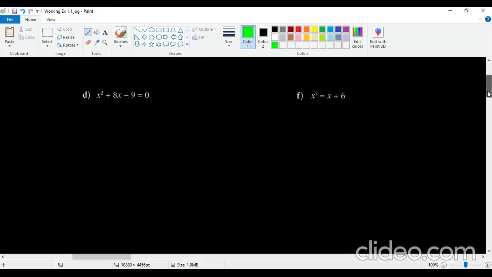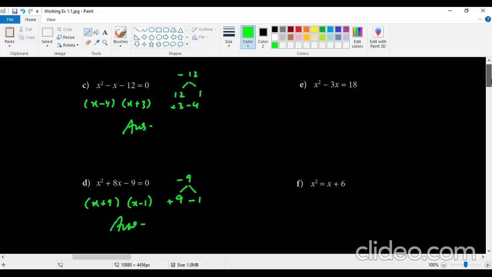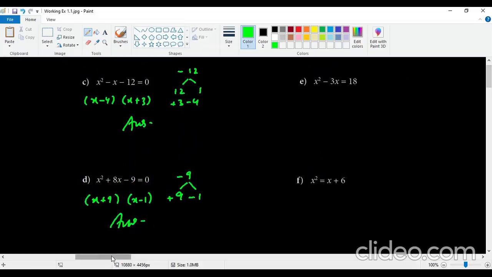Moving on to part D, which is x squared plus 8x minus 9. Here we know very well that we need a minus 9. 9 times 1 gives 9, and plus 9 minus 1 gives you plus 8. So we make the same brackets once again, and I will write x here and x here. I can write plus 9 here and minus 1 here, and this is your answer for part D.